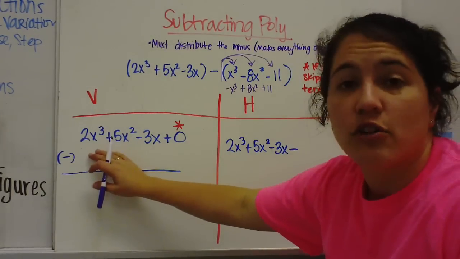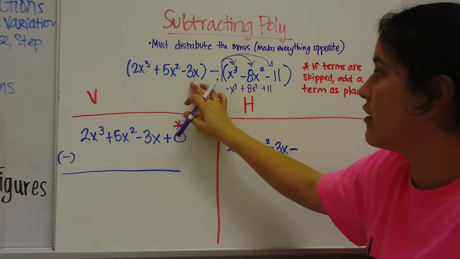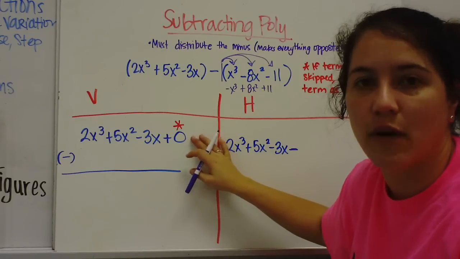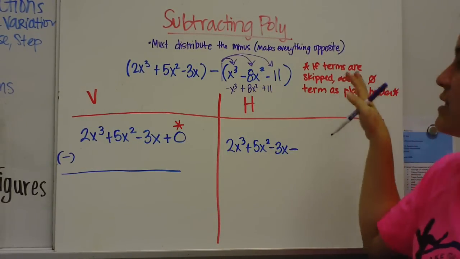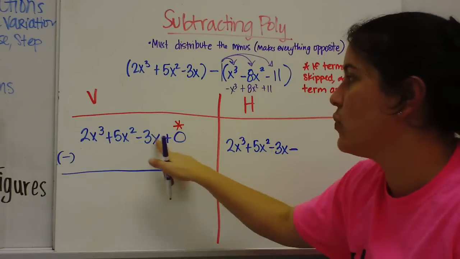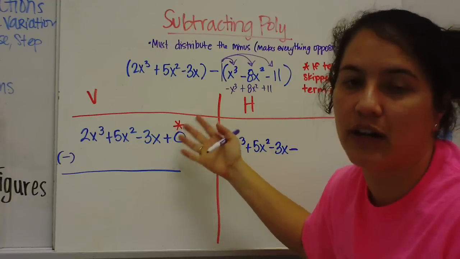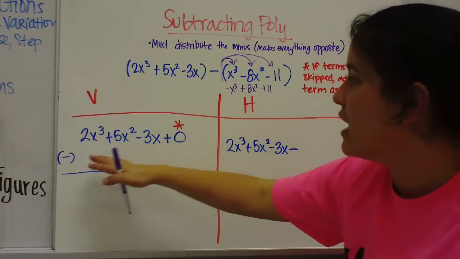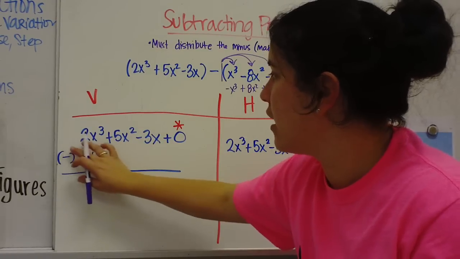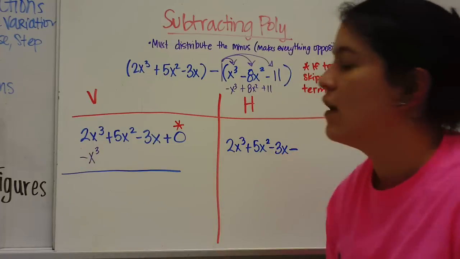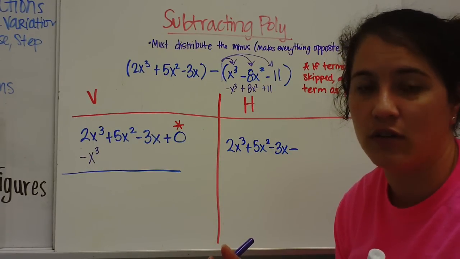So I'm going to show you vertically. I've labeled all my things up top, 2x cubed, 5x squared, negative 3x. But I have this plus 0. The reason I have this plus 0 is I put a note over here. If you have skipped terms, notice it went 3, 2, 1, and then it doesn't have any kind of numbers, you have to put in a placeholder, and so we're going to put in a 0 placeholder. Now I can line up my other terms. And remember, I've changed them all.